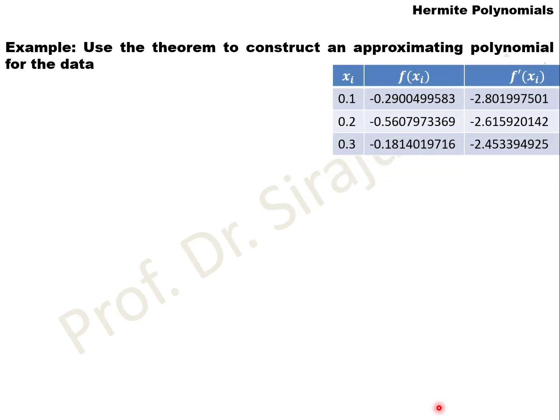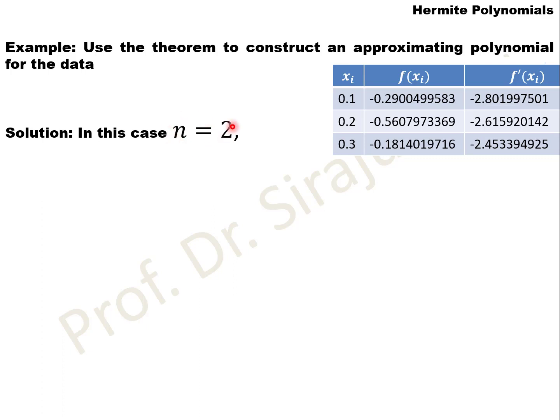Let us consider an example. The target is to use the theorem which we stated right now and approximate this data by a polynomial. So you can see in this case, this is x0, x1 and x2. The value of n is equal to 2.